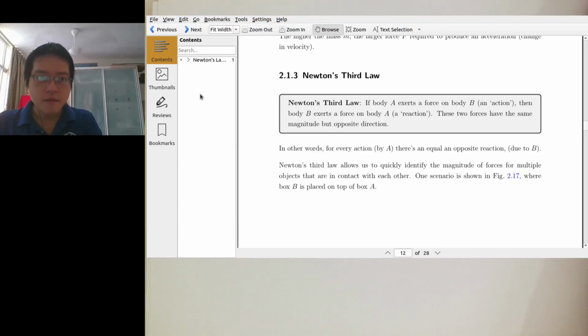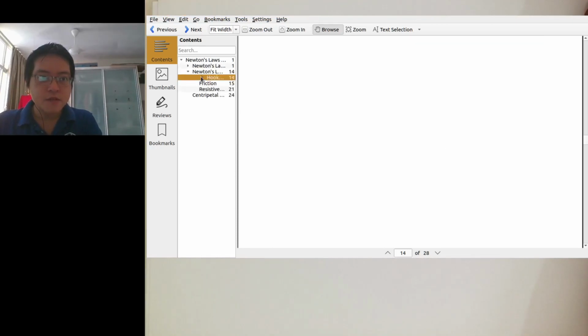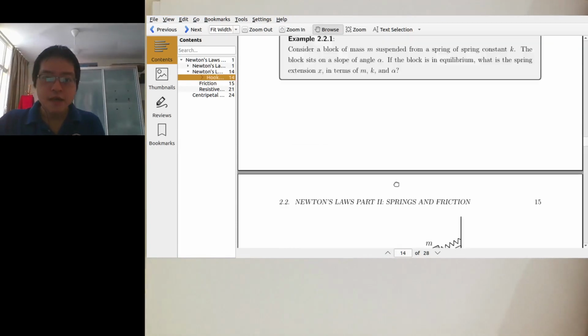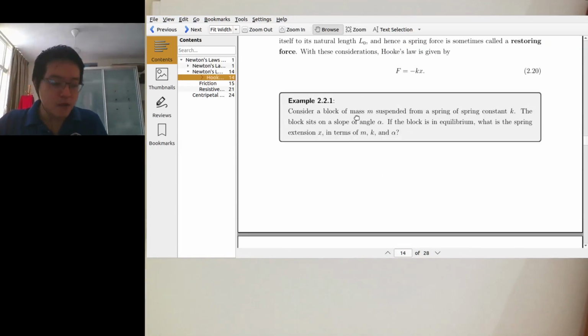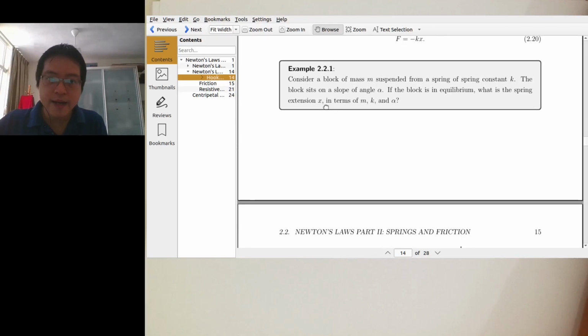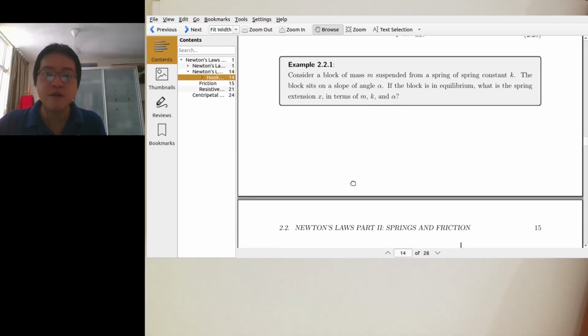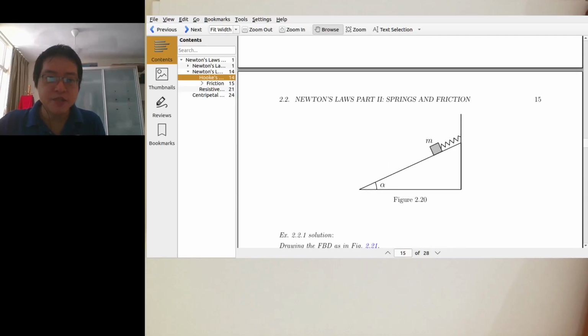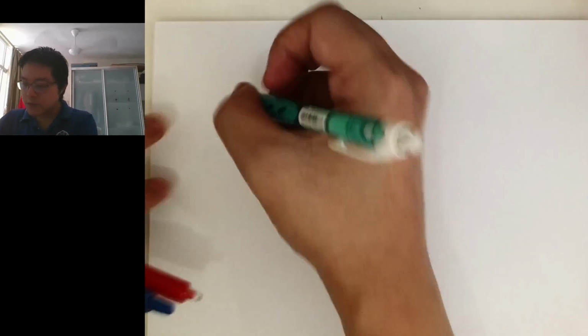So we are in Hooke's law now, in the first example. We consider a block of mass m suspended from a spring of Hooke's constant k. The block sits on a slope of angle alpha. If it's in equilibrium, I can calculate the extension of the spring in terms of m, k and alpha. So it's basically this picture. Let's try to solve this. We are doing example 2.2.1.